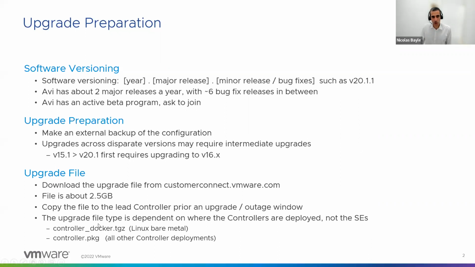In this case, you will need to download this file here, the .tgz, right? Otherwise, you download the controller.pkg and you have all the prerequisites done to upgrade your AVI controller.